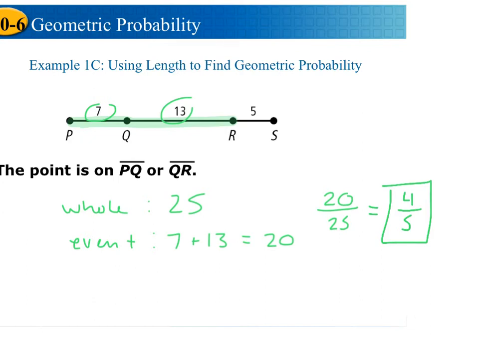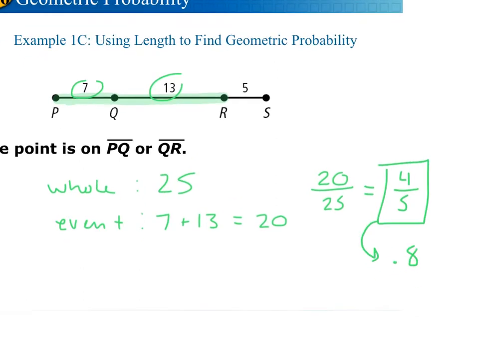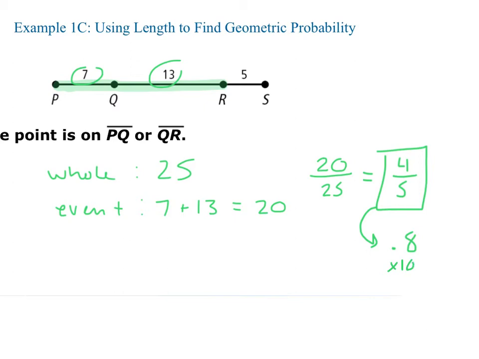If we wanted to write this as a decimal, we would just do 4 divided by 5 in our calculator, which would give us 0.8, and then we could just multiply it by 100, which would give us 80%. So we have an 80% chance of our point being on PQ or QR.